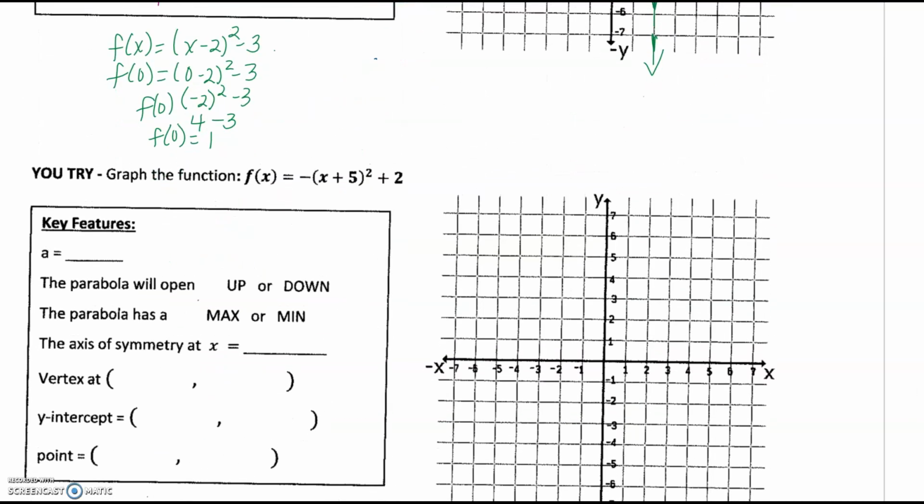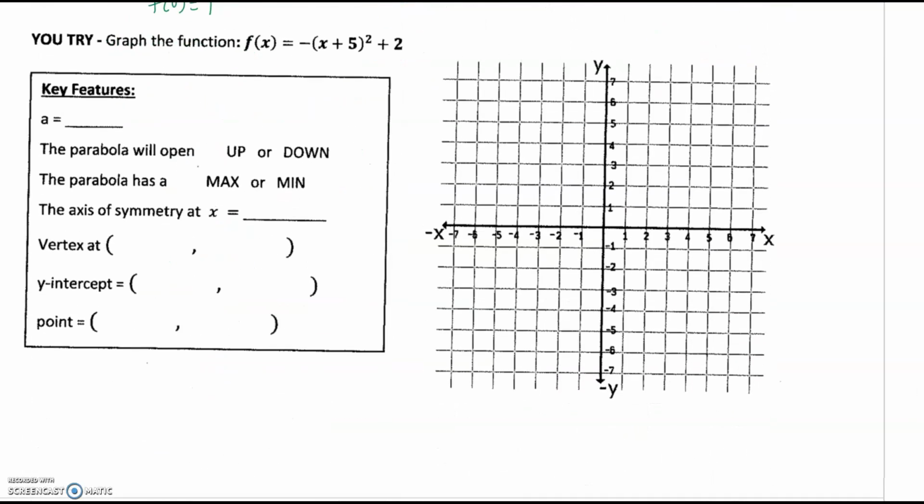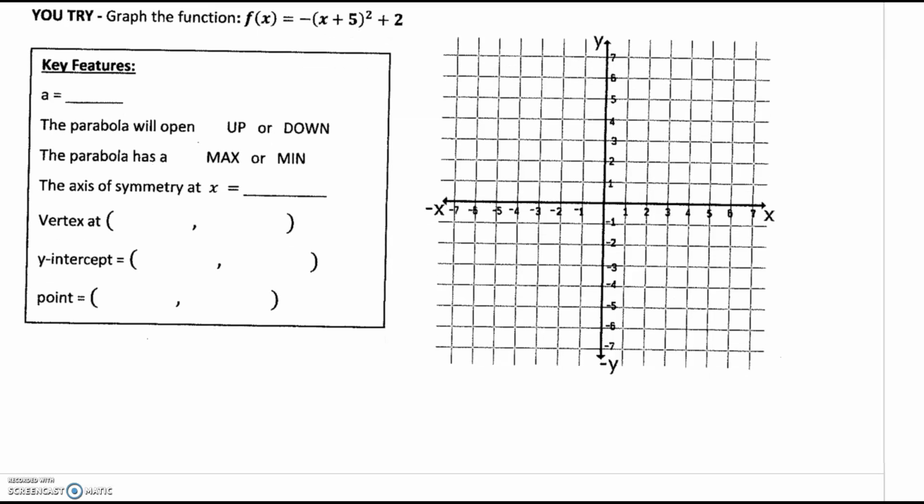Okay, let's try one more. We should have enough time before this part of the video ends. It says graph f of x. And of course, I'm changing it again. Yours is probably right, but just in case, double check. This is going to be f of x equals 8 times x plus 1 squared minus 2. What does a equal? A is whatever's in front of the parentheses. So a is 8. It's positive, it opens up. Again, a parabola that opens up means the vertex is a minimum.